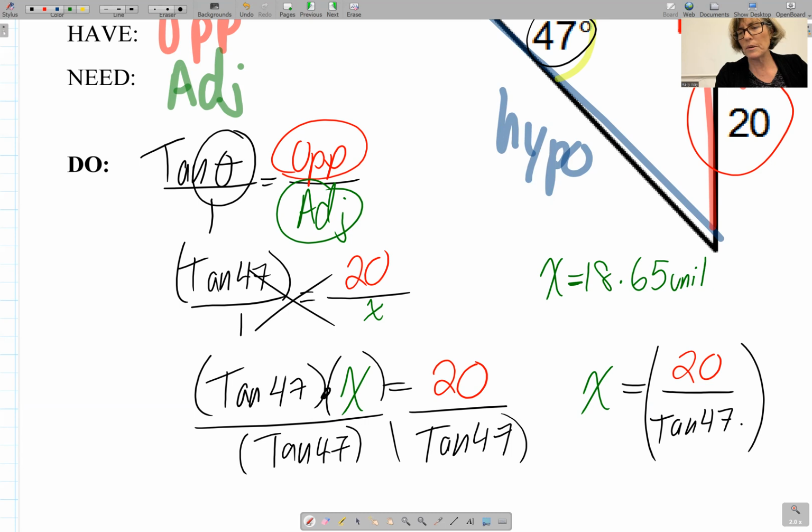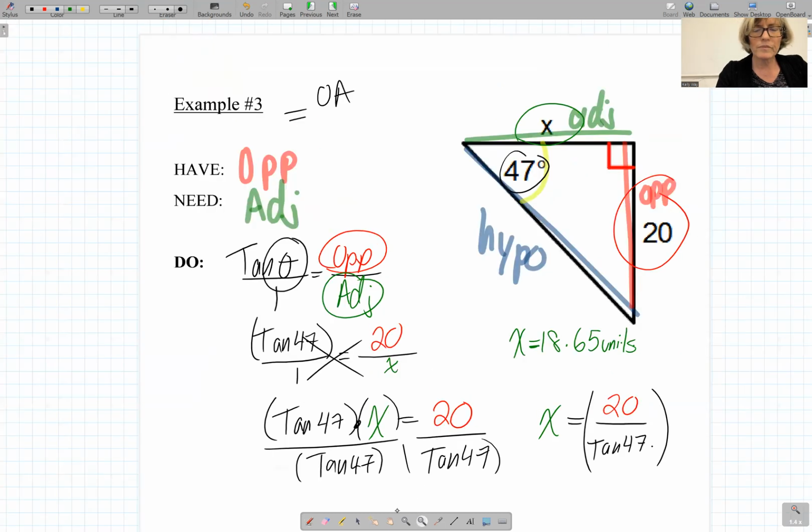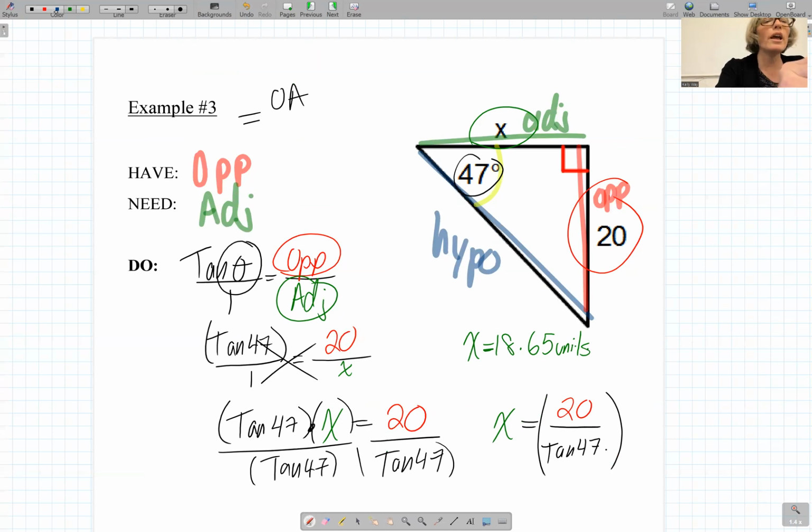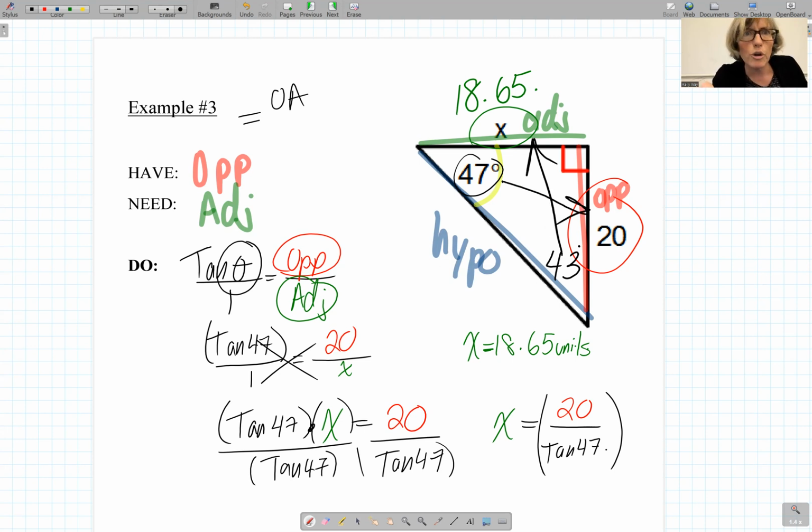Check for units. And so right here we have 18.65. And you can check your math here. This is going to be 43. And smaller angle, smaller side, larger angle, larger side. You know you're correct.